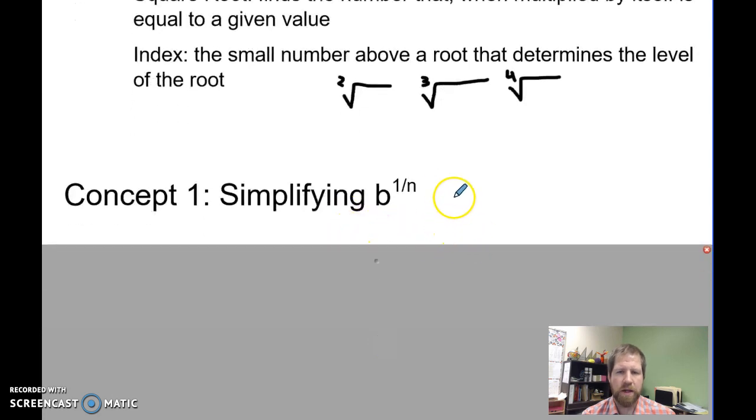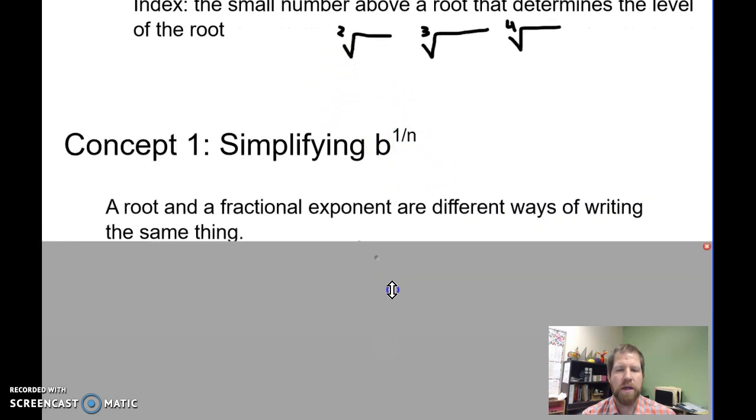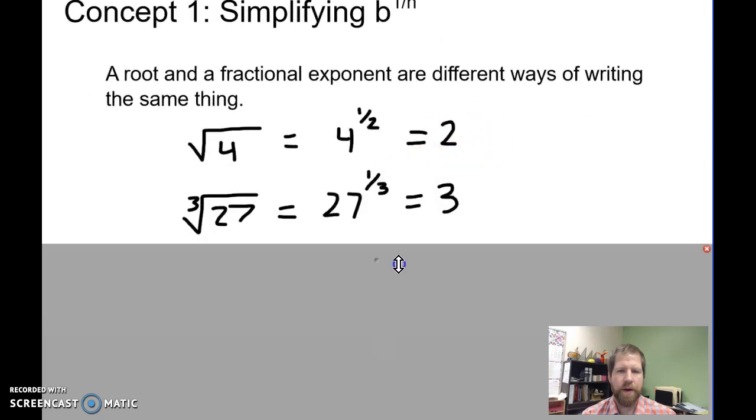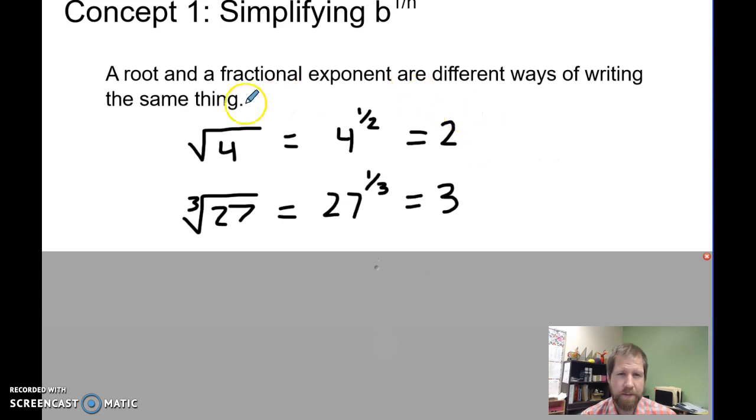All right, and we're going to be working with fractional exponents. So we're going to be simplifying numbers that have a fraction as an exponent, and in this case the fraction is going to have a 1 in the numerator. So a root, whether it be a square root, cube root, any other kind of root, and a fraction as an exponent are actually the same thing. They're just different ways of writing it.